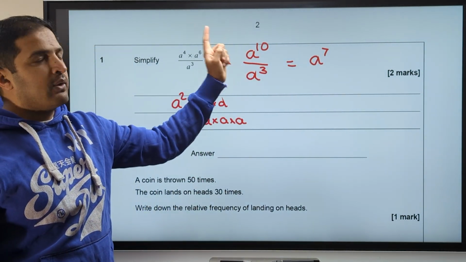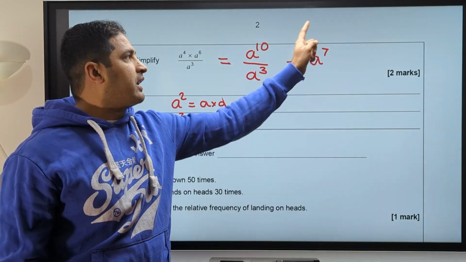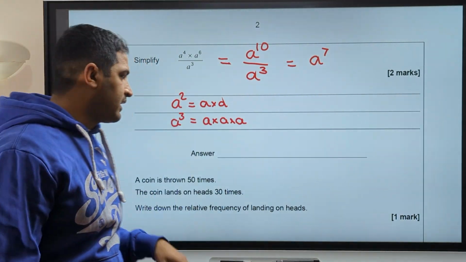Getting a to the power 10 will get you the first mark, and getting the final answer, a to the power 7, gives you the second mark.